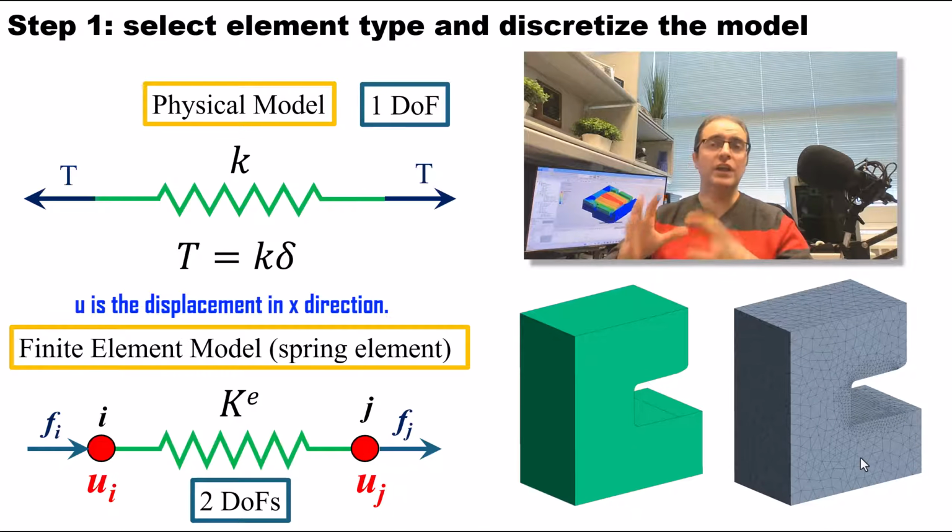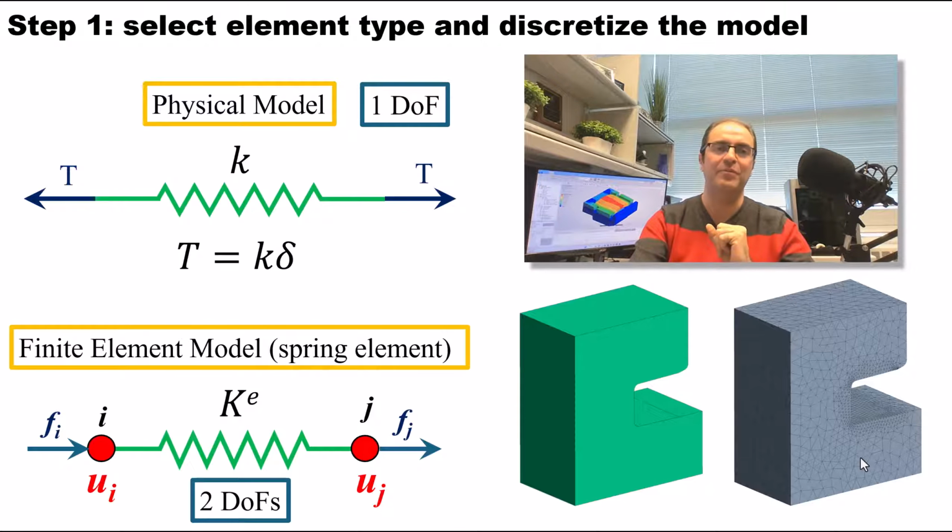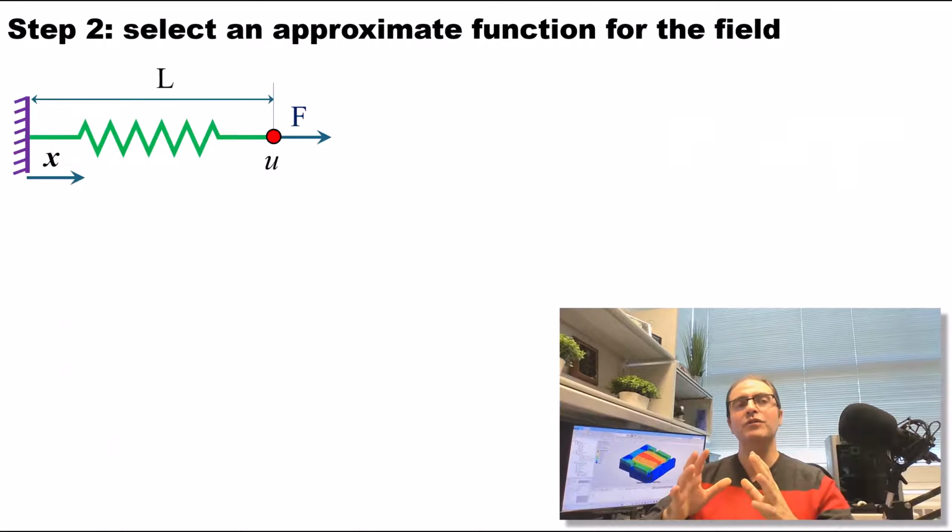Okay, remember, here we are doing the simplest possible theory of finite element. We can make this very complicated very quickly, but that's not my intention. I just want to make it as simple, but at the same time as practical as possible. Okay, now let's go to step 2. In step 2, we select an approximate function. What is this approximate function?